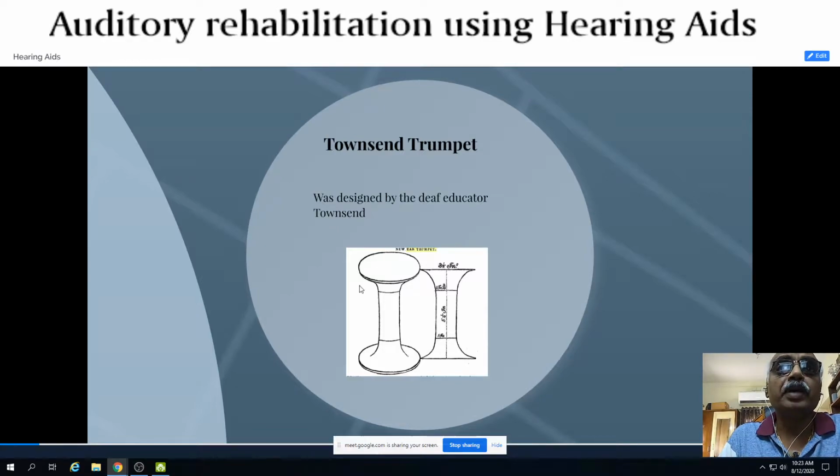This is a basic design of the Townsend trumpet, which had two wide openings and a narrow middle portion. The dimensions I have roughly indicated just out of curiosity. This was used by Townsend. He would go and stand by the side of the child. The child would hold this trumpet with one end to his ear, and Townsend would speak into the other opening. So he would be individually communicating with each kid using this trumpet.